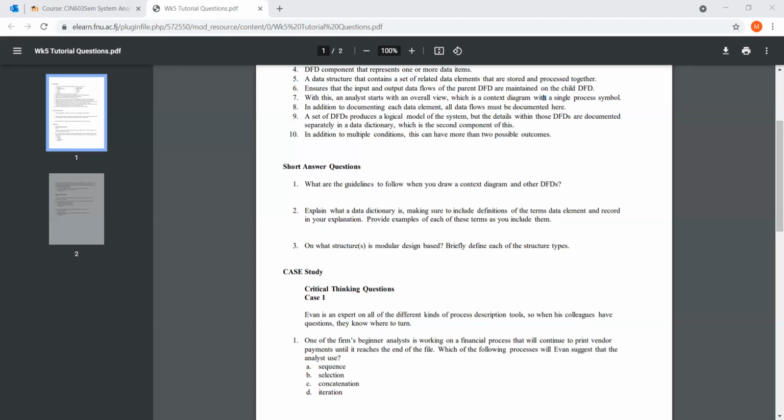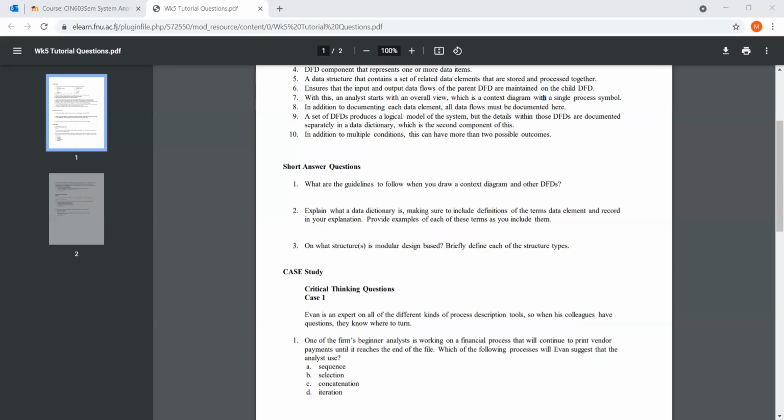Next point. Obtain as much user input and feedback as possible. Full stop. Okay, so those were the answers and points for question number 1.